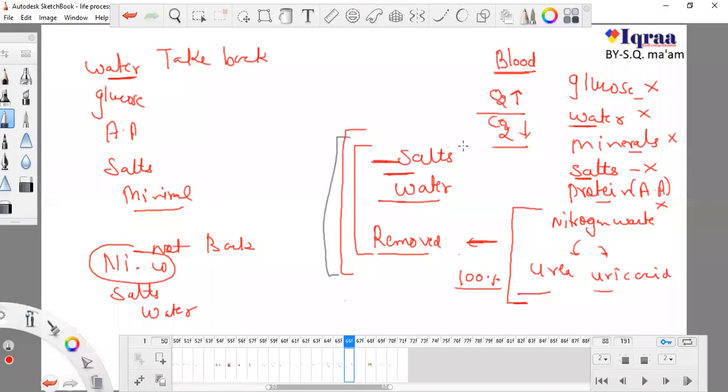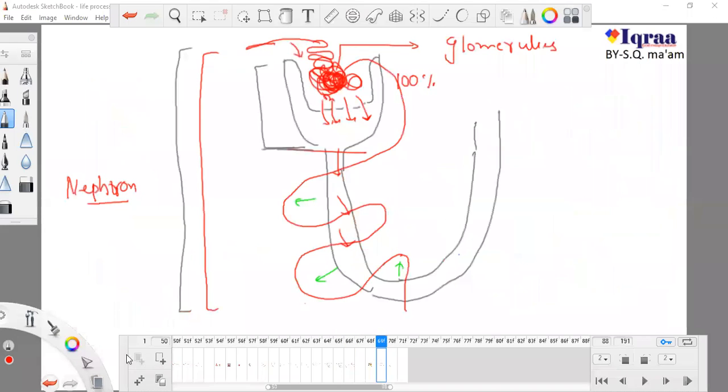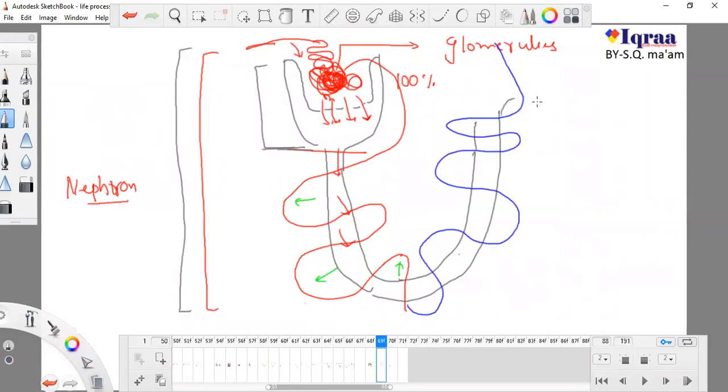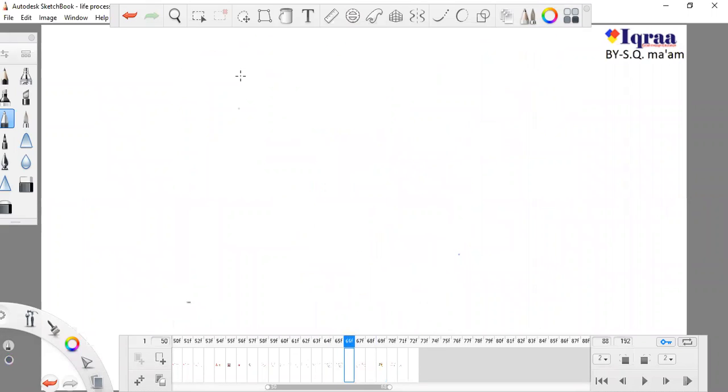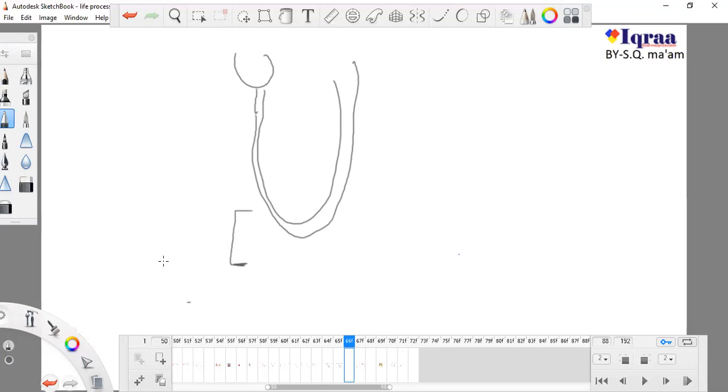These are the waste products that should be removed: nitrogen waste, water and salts. It will go back and open into the urethra. You can see the loop in this part. This loop part was discovered by Henle, which is why it is also known as the loop of Henle.